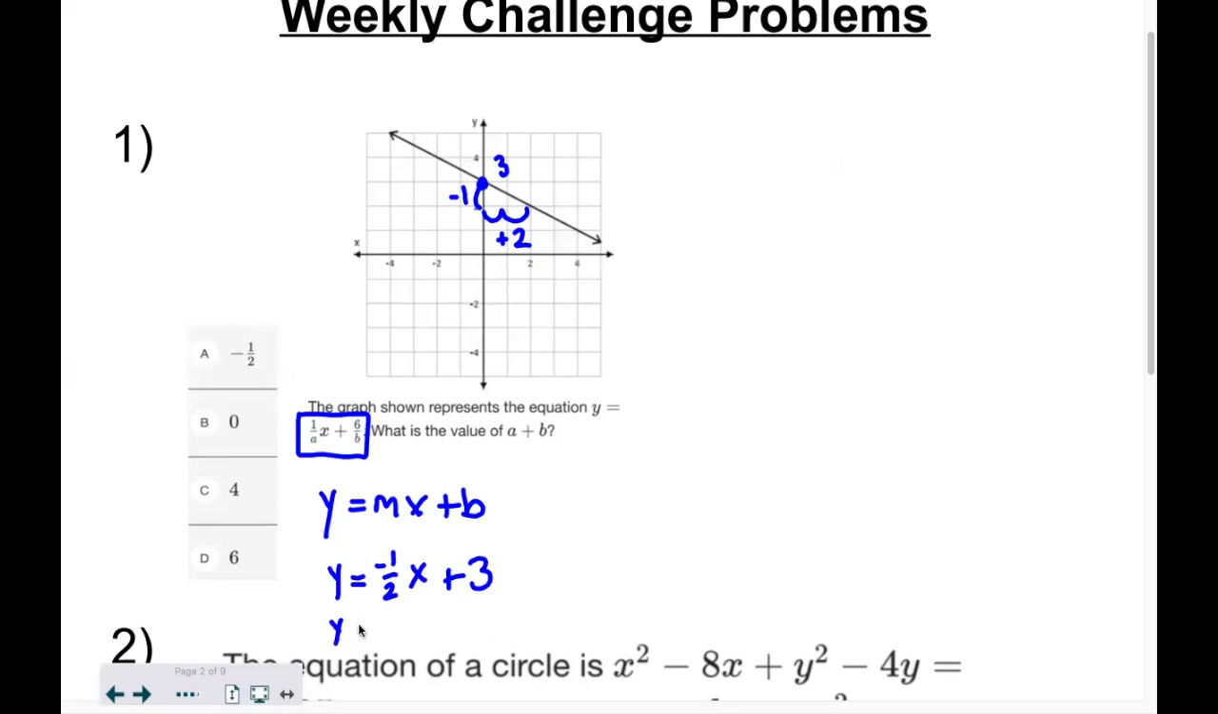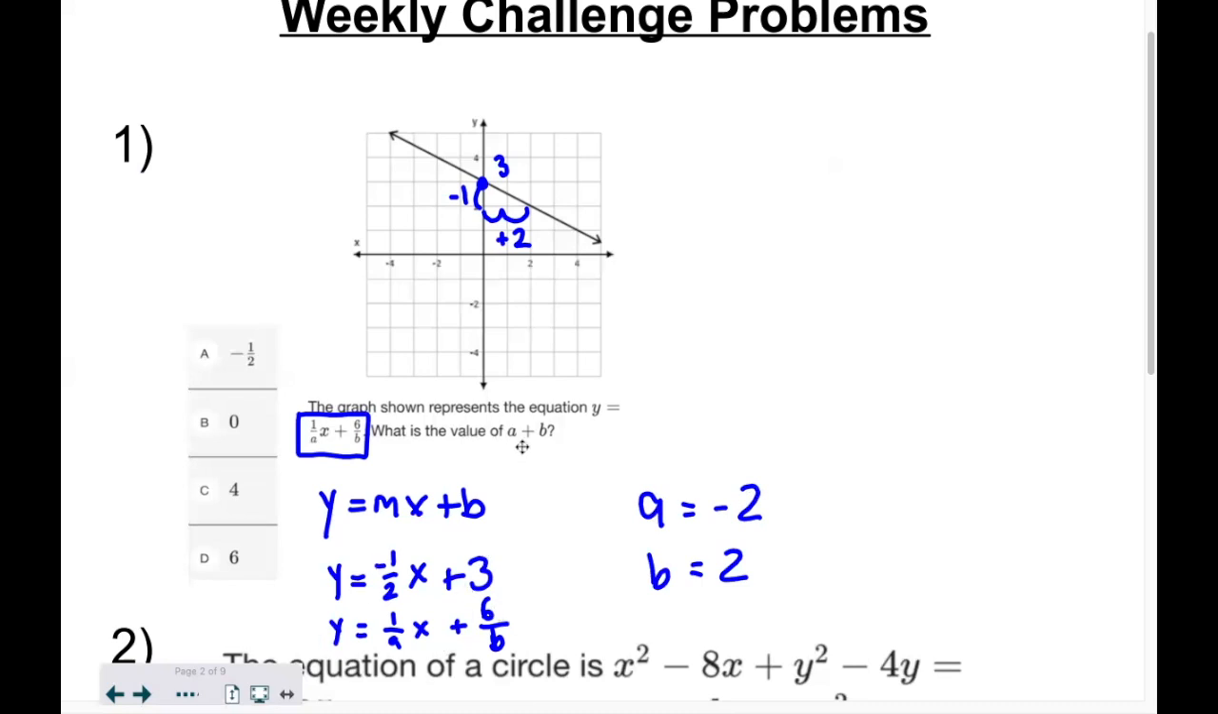So if we look at it, they want it to be 1 over a, x plus 6 over b. So in order for us to get negative 1/2, a would have to equal negative 2. So 1 over negative 2 is the same as negative 1/2. And then in order for this to be 3, b would have to be 2, because 6 divided by 2 is 3.